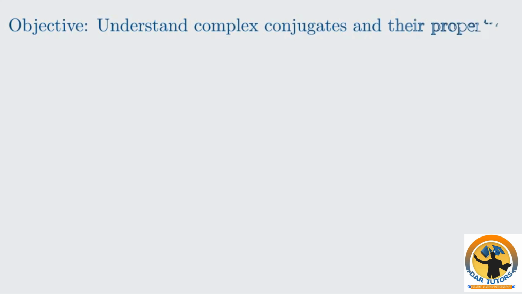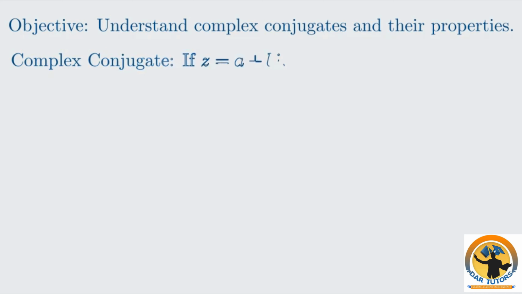Let's now explore a very important concept, complex conjugates. This is our fifth objective. We'll define complex conjugates and see how they are used, especially in relation to quadratic equations. As we saw with division, the complex conjugate of a number z equals a plus bi is z star, which equals a minus bi. You simply change the sign of the imaginary part.